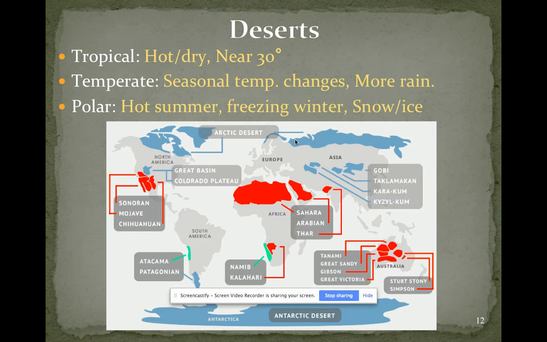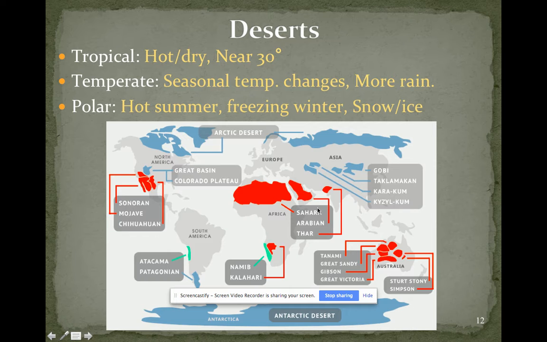So there are three types of deserts that you should know, and I would maybe jot down an example of each type. A tropical desert is probably the one that you think of when you think of a desert. It's like the Sahara Desert. It's very, very dry, very hot. It's going to be around 30 degrees, and we'll talk about why that is in a little while.